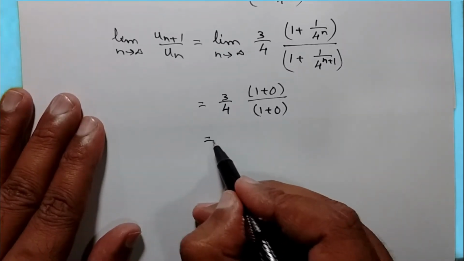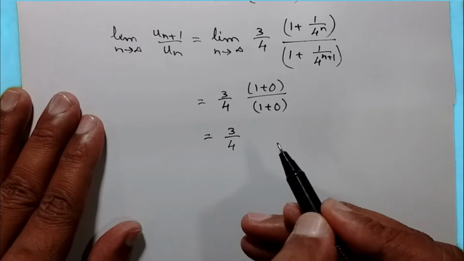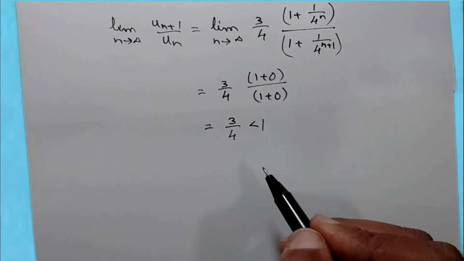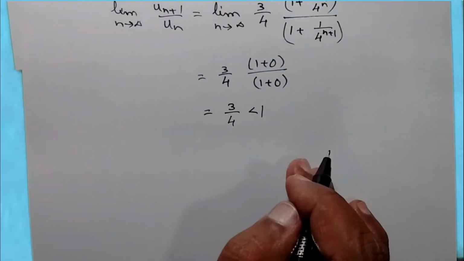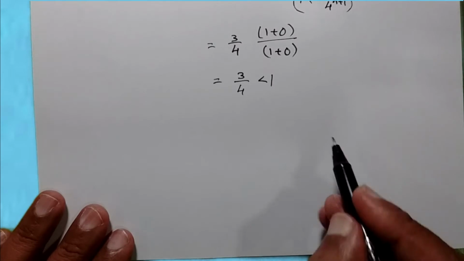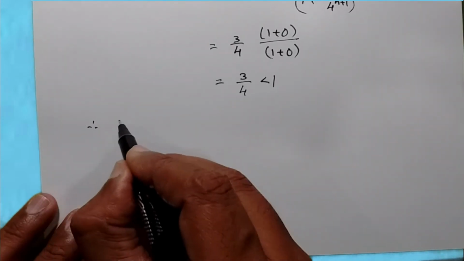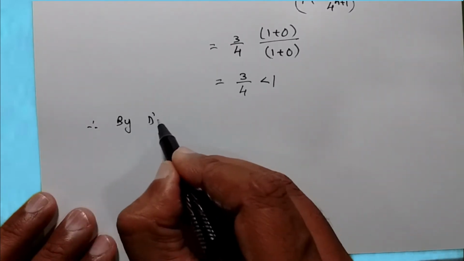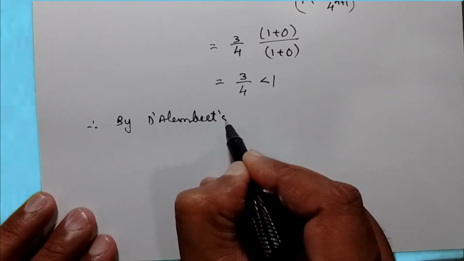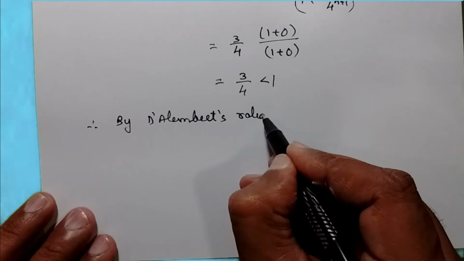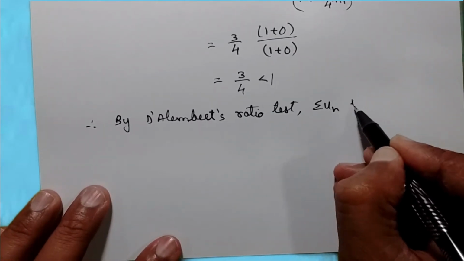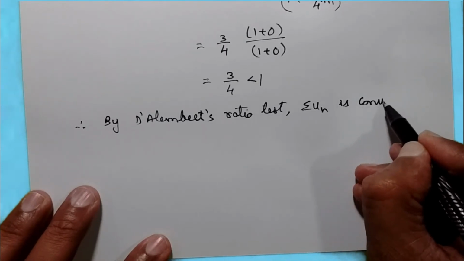So how much is left? 3 by 4. But this 3 by 4 is less than 1. So because this 3 by 4 is less than 1, what can you conclude? You can conclude that the given series is convergent. Therefore, by D'Alembert's ratio test, summation of un is convergent.